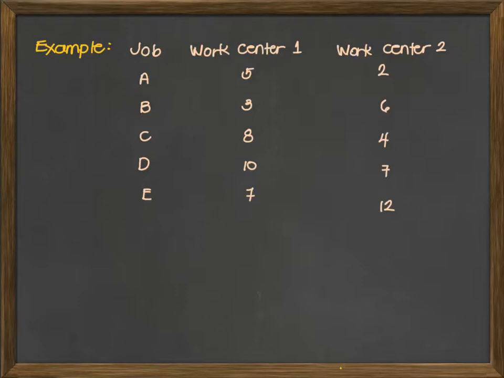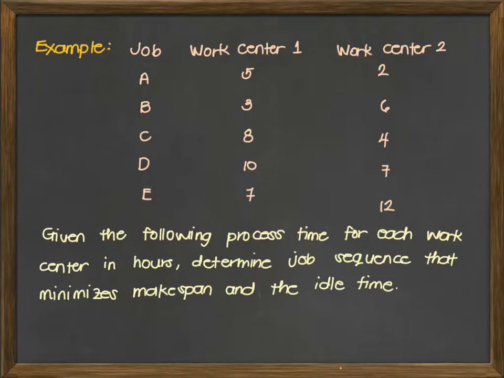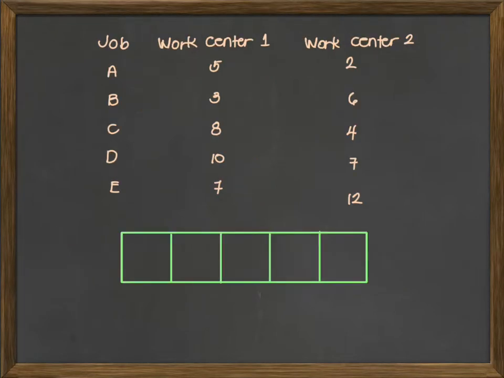So, ibig sabihin, si job A will take 5 hours to be completed in work center 1. And then, dahil sequentially ito, the job A should go through the second work center that will be completed in 2 hours. Now, given the following process time for each work center in hours, we want to determine the job sequence that minimizes the make span and the idle time. So, dun tayo sa ating solution.